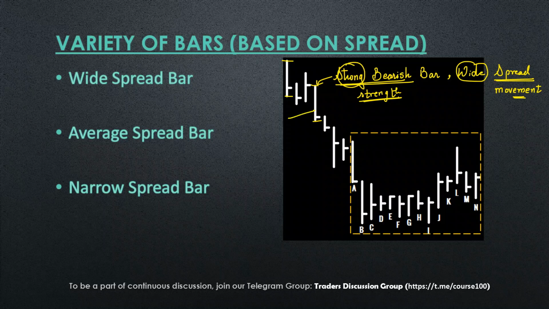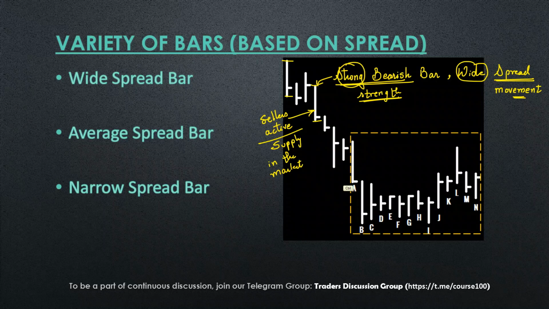This indicates that my sellers are active here. There is supply in the market. That's how you will analyze a single bar.